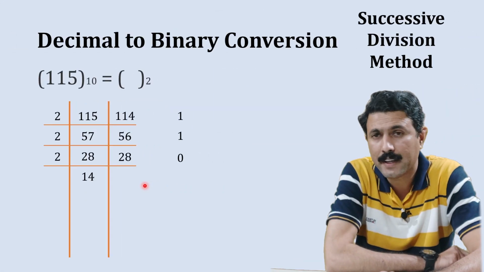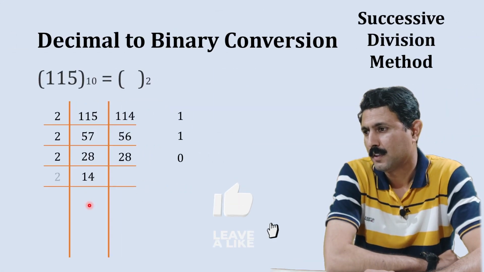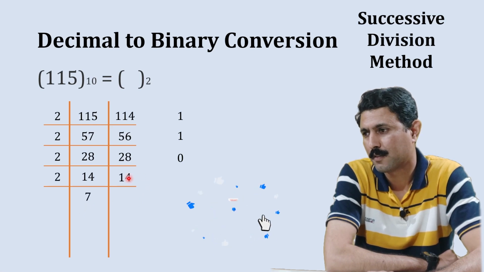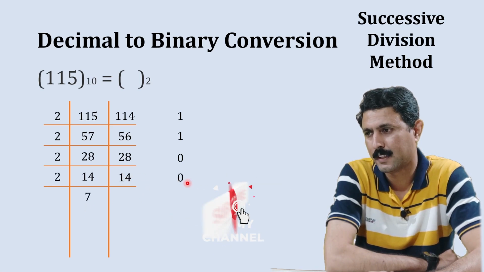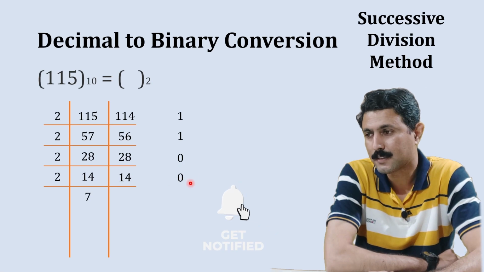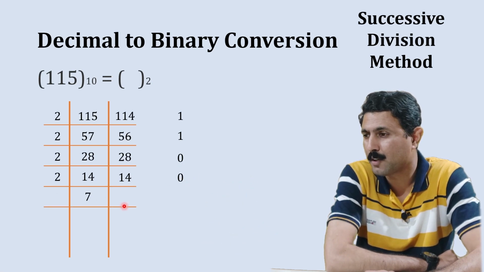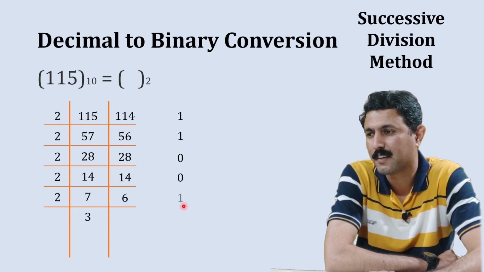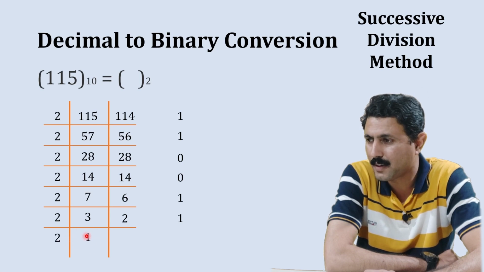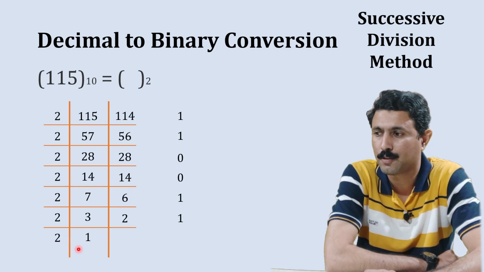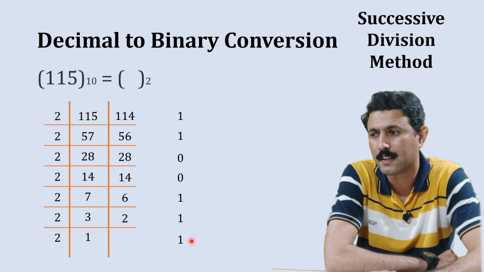Now again divide it by 2, so 7 2s are 14, 14 minus 14, that gives 0. So remainder is 0. Again divide it by 2, so 3 2s are 6, 7 minus 6, remainder is 1. Divide it by 2, 1 2 is 2, 3 minus 2, remainder is 1. And now you cannot further divide this 1 by 2. So we'll take this one here.